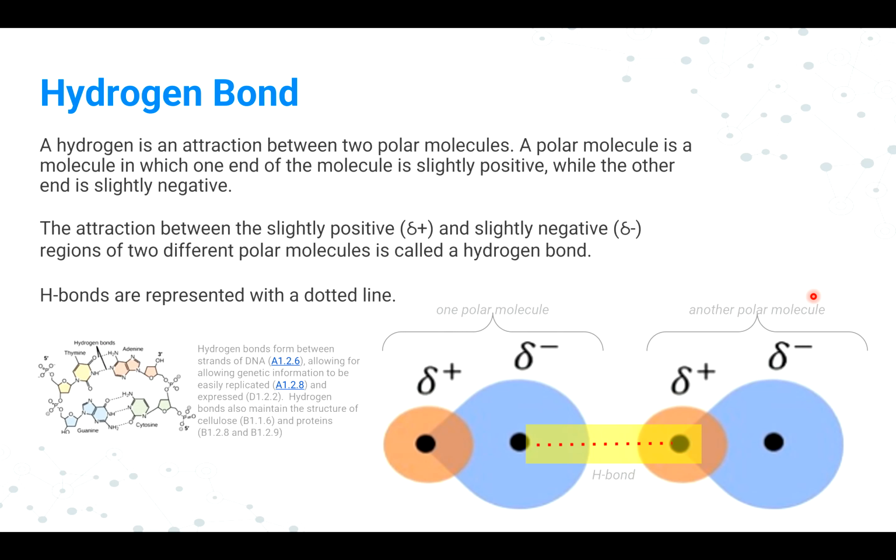Again, let's talk about hydrogen bond because we are studying the water topic. So we must understand how a hydrogen bond is formed, right? First of all, water is a polar substance. When we say polar substance, that means there will be a slight positive and a slight negative charge on the atom. And the attraction between the slightly positive and the slightly negative region of two different polar molecules will help in the formation of a hydrogen bond.